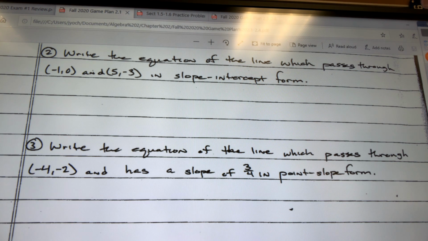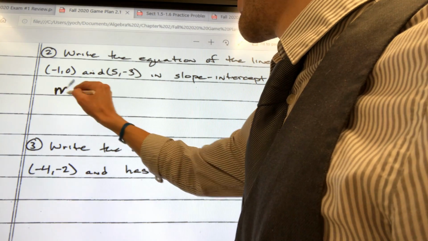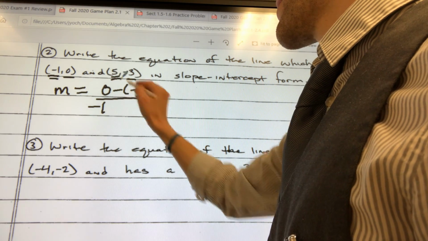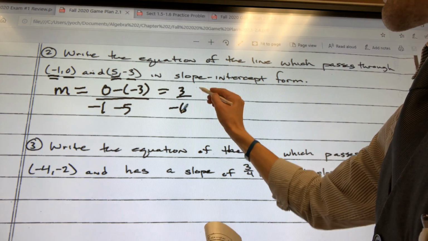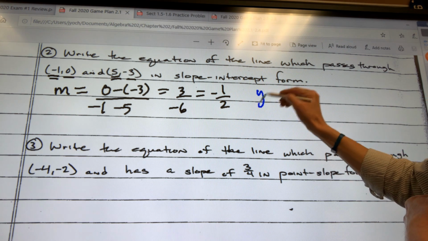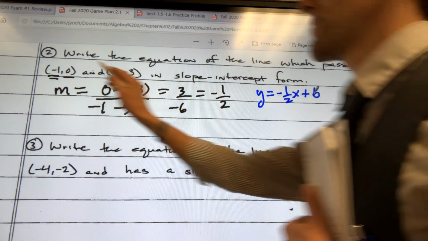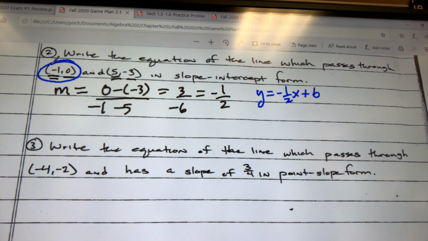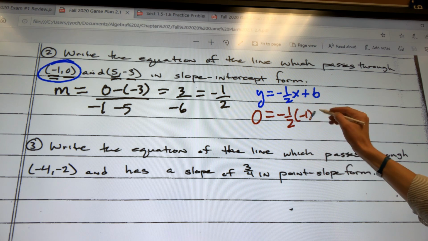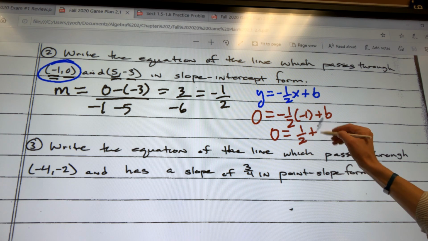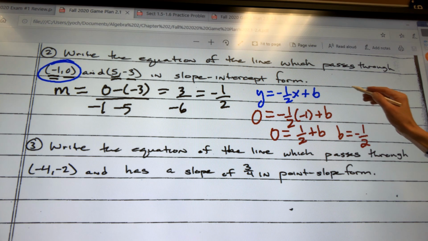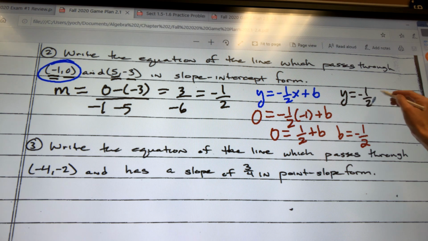All right. Let's try this one. Slope-intercept form again. So the slope is bigger y minus a smaller y over that x minus this x. 3 over a negative 6, which is a negative 1/2. So I have y equals a negative 1/2 x plus b. I guess the best point to use there is negative 1, 0. All right, so 0 for y, a negative 1 for x. 0 is 1/2 plus b. B is a negative 1/2. Move the 1/2 over. My equation is y equals negative 1/2 x minus a half.